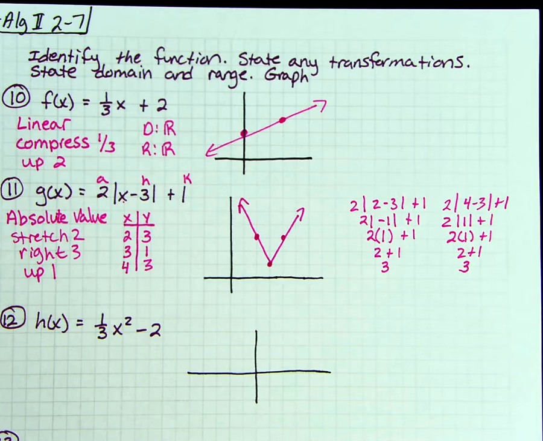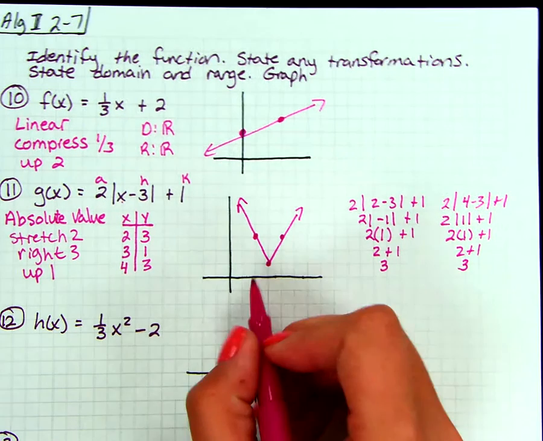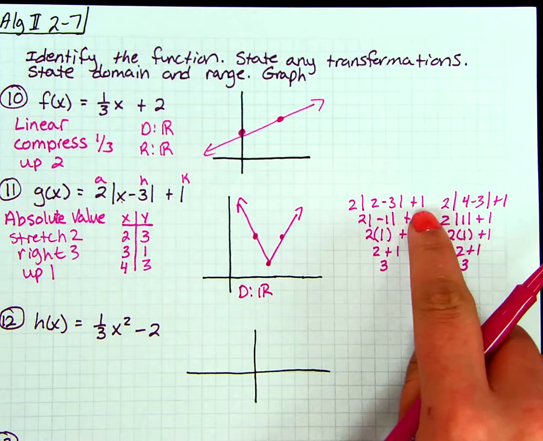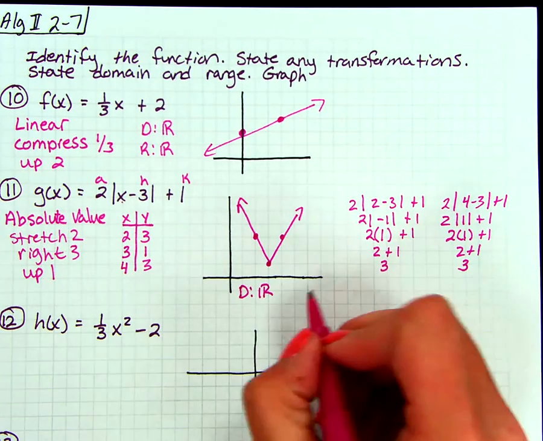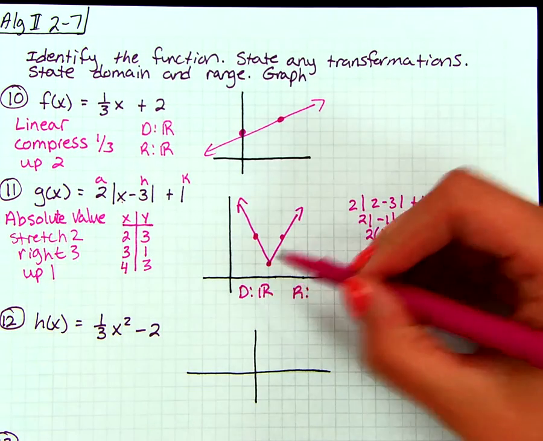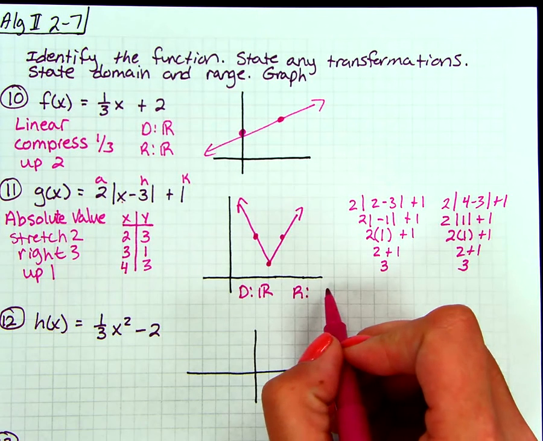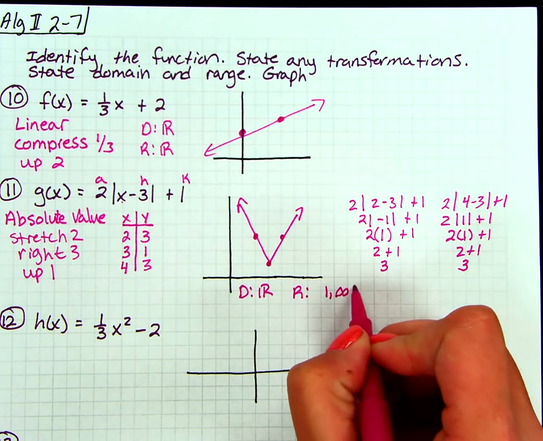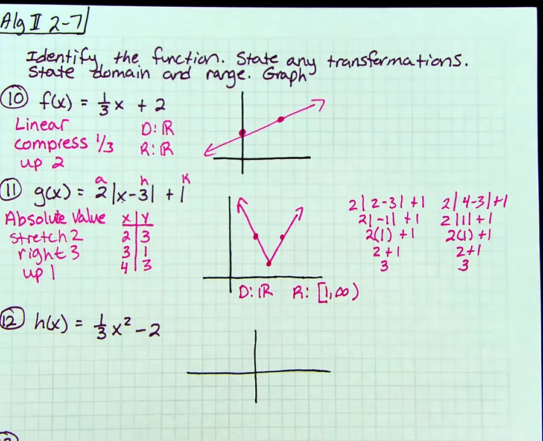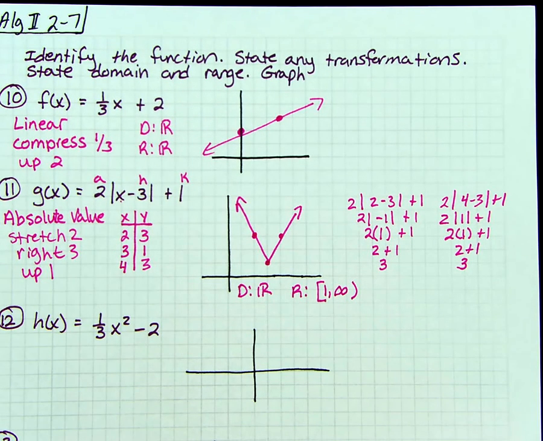All right, so looking at this, the domain for this function is going to be all real numbers because it's going left forever, right forever. And then our range, we need everything above 1. So it's going to be in between 1 and positive infinity. So infinity, we have a parenthesis. We include 1, so we have a bracket. So that would be the range for that function.